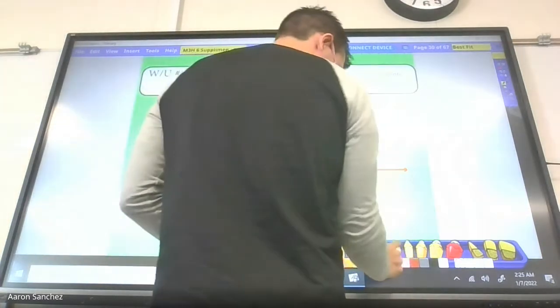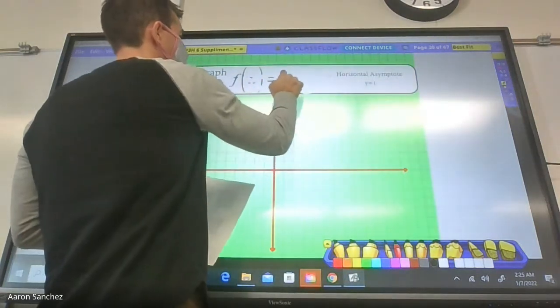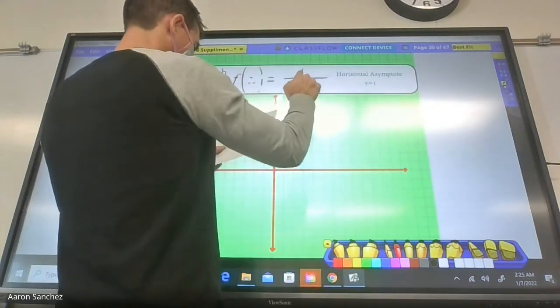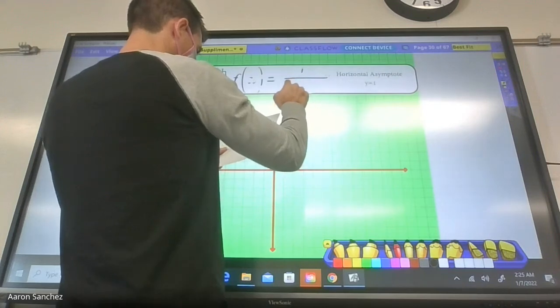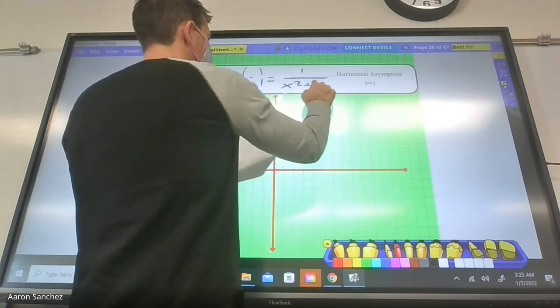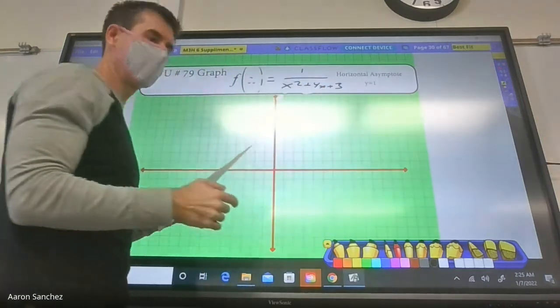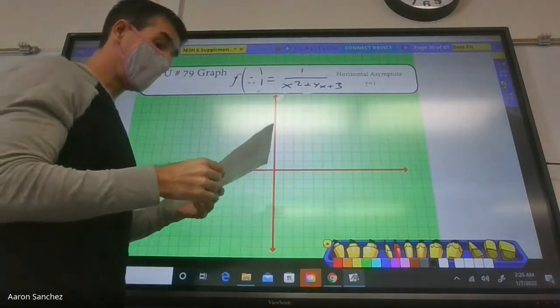Is that why? Or no, am I wrong? It's because the numerator is 1, 1 over x squared plus 4x? Is that why or no? That's not it.